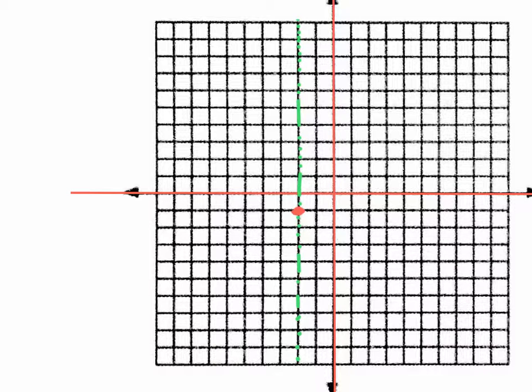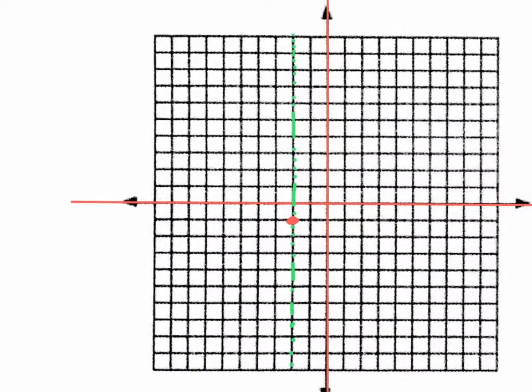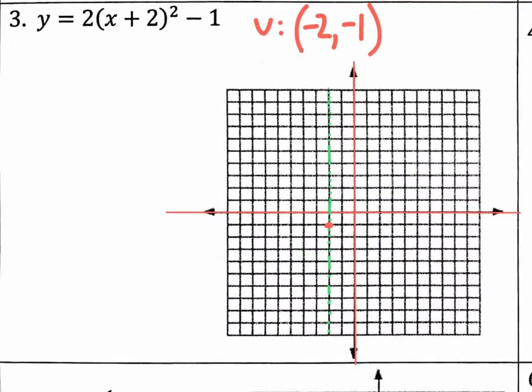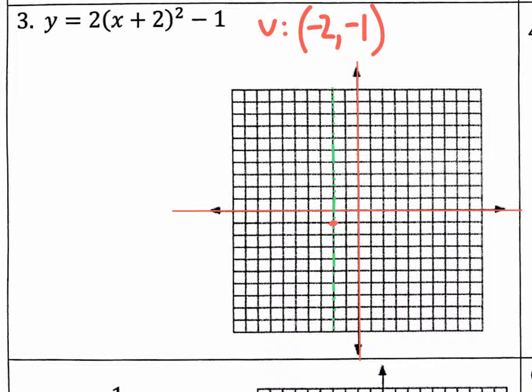So there's my axis of symmetry. And one option is to use an XY table. We could always go back and use an XY table, but think about that. If you did plug in 0, you'd have to plug in 0 plus 2, get an answer, square it, multiply it by 2, subtract 1. You'd have to do all that math to get an output. And then you have to plug in another, and then plug in another, right? So that's a lot of work. You might want to use the pattern.